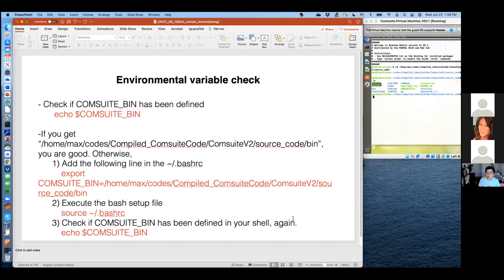Okay, so to follow the instruction, the hands-on session, first what you need to do is check whether environmental variables are correctly set up. So in the terminal, please type echo COM_SWEEPING and check if the environmental variable is correctly set. So I will do it here, echo COM_SWEEPING. Then in my case, it says it is there, so we don't have to worry about it.